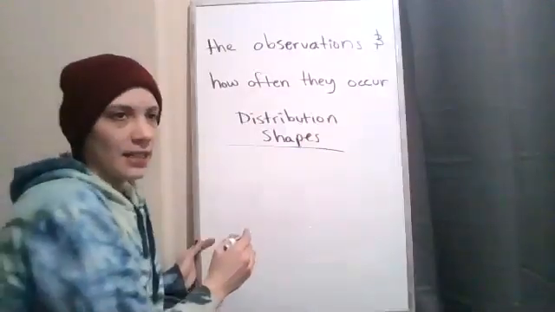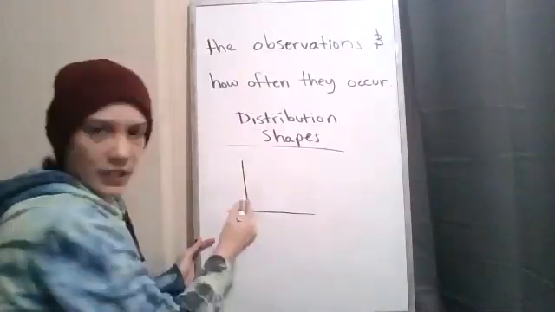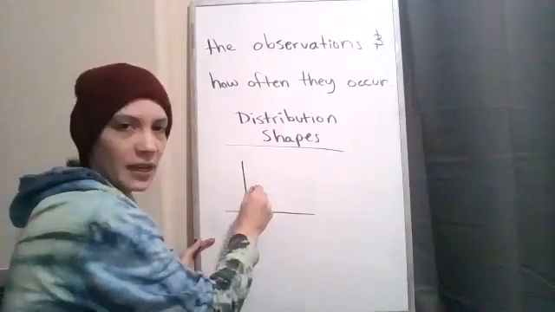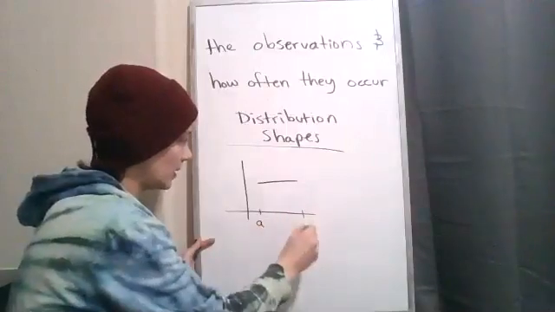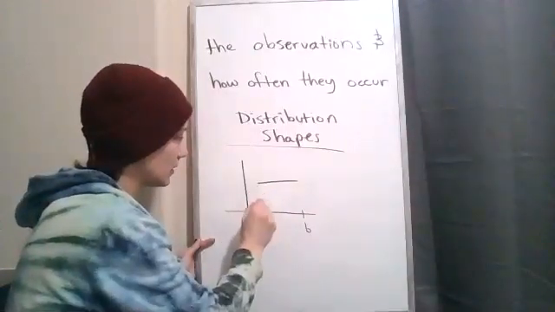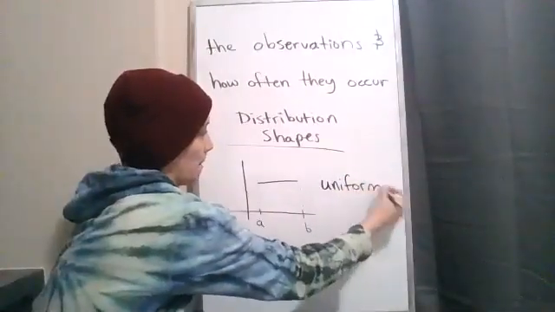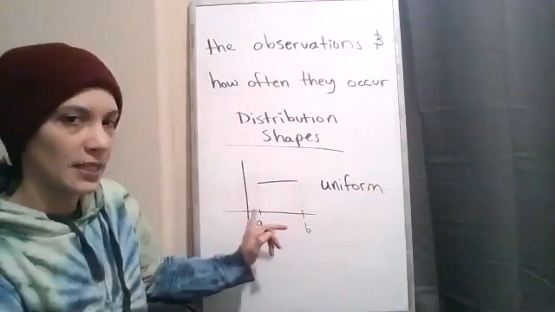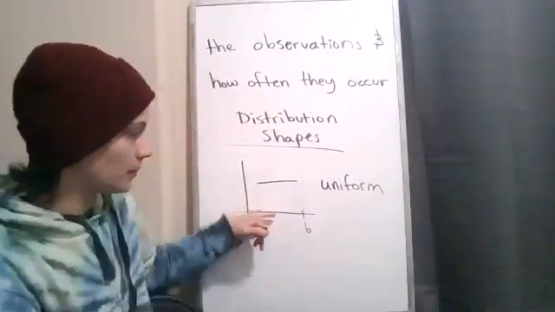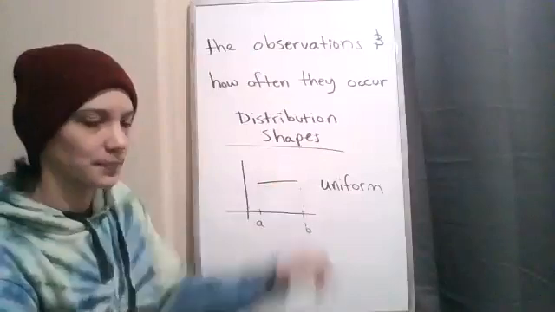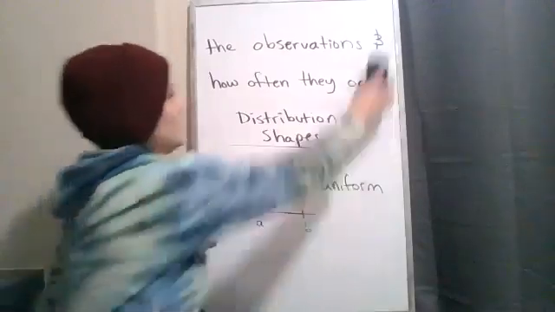So if each occurrence is equally likely, the shape is uniform, each one is the same, and the outputs all look like this, above some A and B. If all of the bars in the histogram had the same height, or if your dot plot had the same height for the frequencies, it would have a uniform distribution.